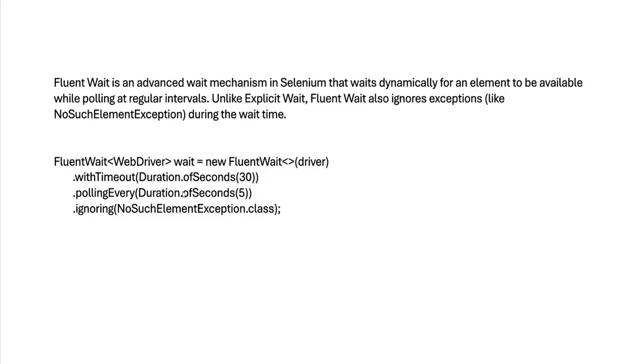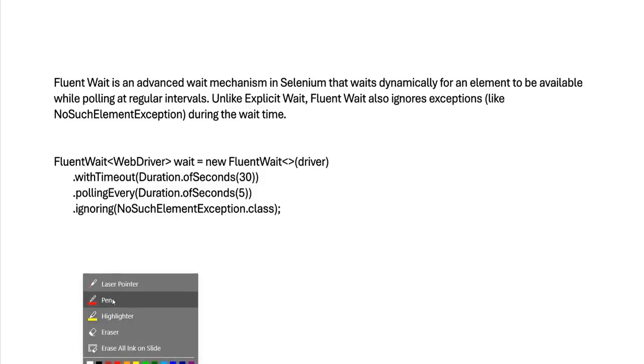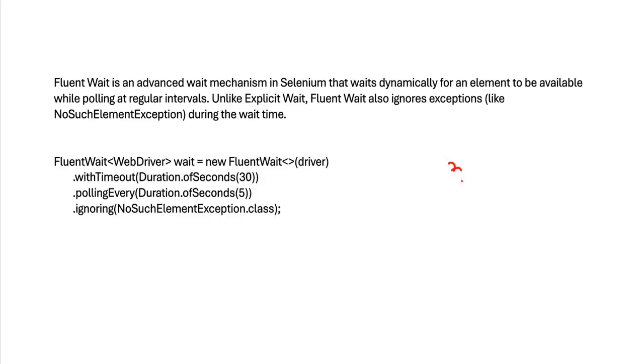Then polling every. This is something quite new. Suppose you have a 30 second wait. What happens if the element is available in 10 seconds? Then the remaining wait is wasted, right? So rather than waiting for 30 seconds, the WebDriver will check every 5 seconds. For the first 5 seconds, it will check whether the element is visible or not. If it is visible, it will proceed with the execution. And if it is not visible, it will wait for another 5 seconds and check again at the next fifth second, that is the 10th second.